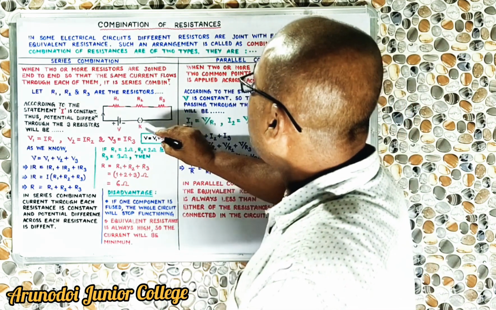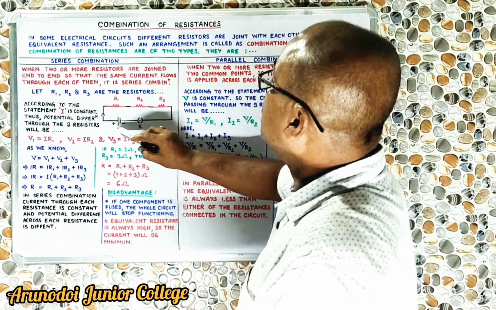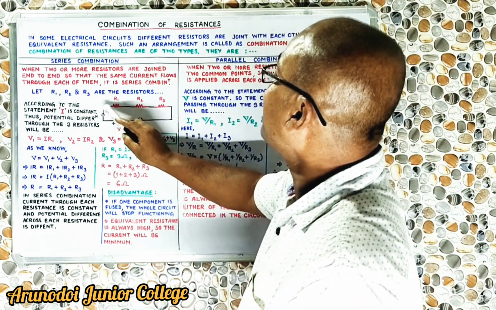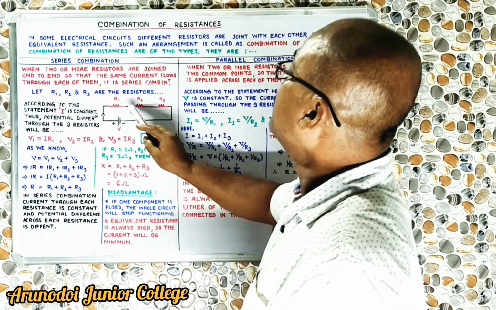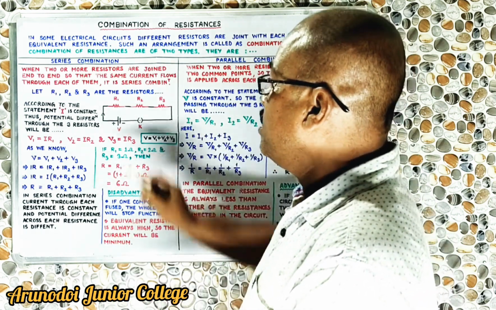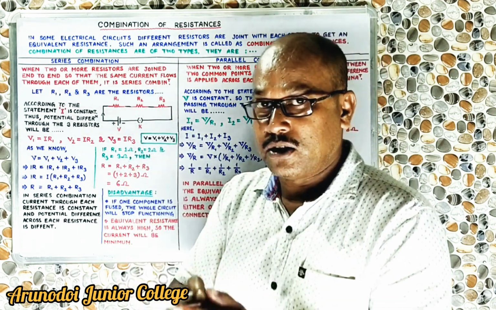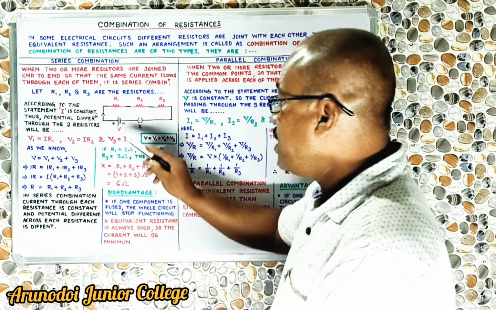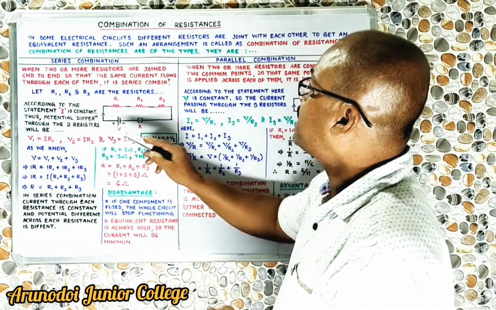When the plug key is on, that means the circuit is on, then the current will flow in this direction through R1, then it will pass to R2, and then it will go to R3. In all the three conditions, that is through all the three resistors, the current passing will be constant. But what will happen to the potential difference of the battery?